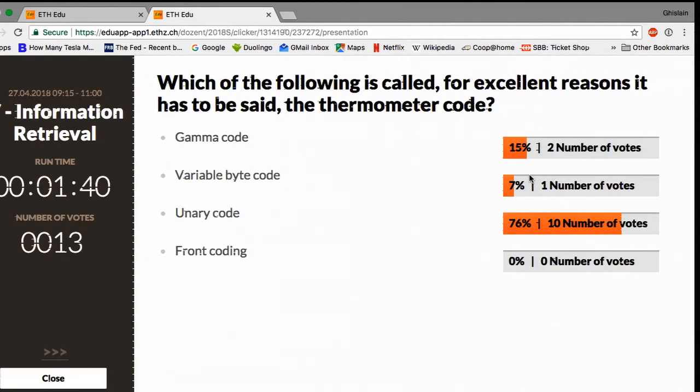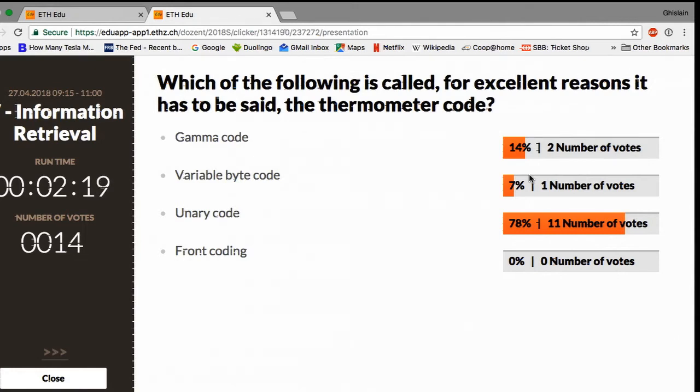Yes, you got it right. The unary code. Why is it called the thermometer code? What does it look like? Yes? It gets longer the longer the number gets. Exactly. It's exactly like a thermometer. Not the thermometers that you probably know today, but the good old ones with mercury, where the temperature is directly proportional to the length of the mercury. So the unary code behaves exactly the same. You have exactly as many ones as the integer you're encoding, and then you put a 0 in order to end it. Is that a prefix code?